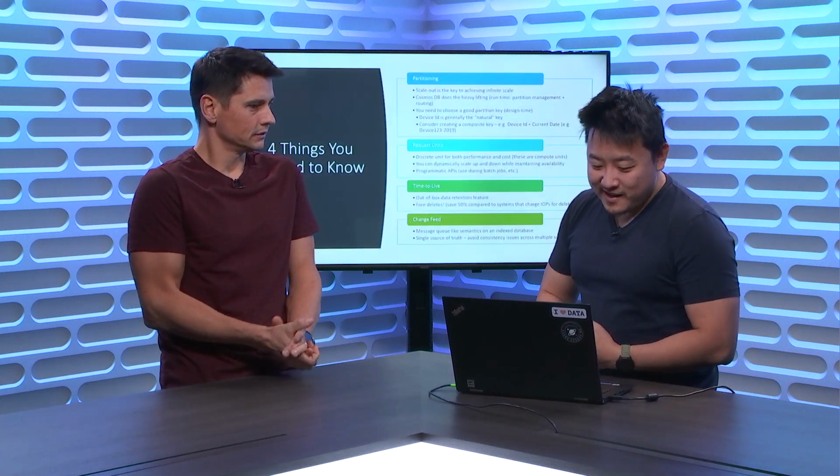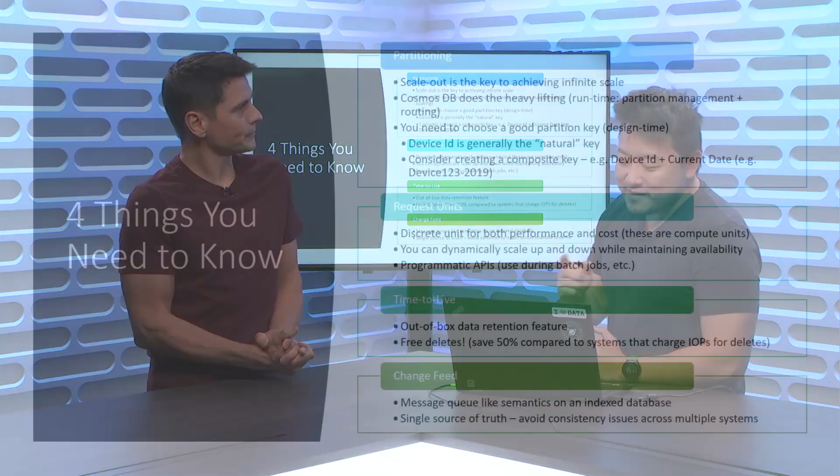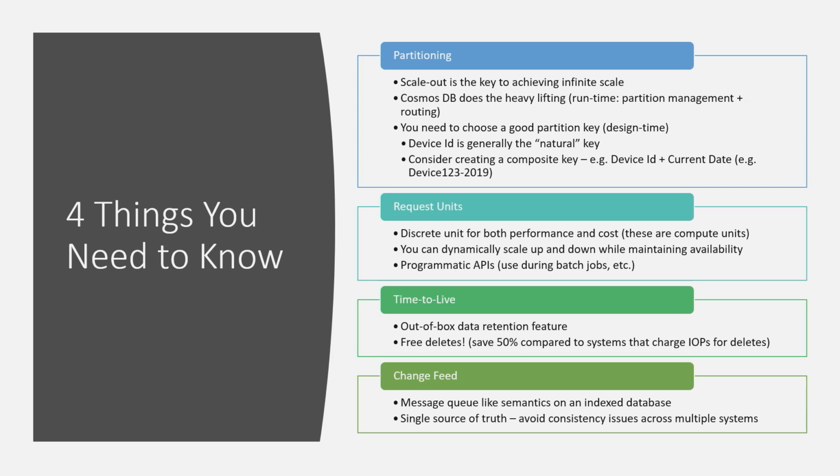So in terms of what every developer needs to know coming into Cosmos DB, what I want to do is separate out some things that are must know and some things that are nice to know. Must know are things like the partitioning, request units, and in the context of IoT, TTL and change feed. I'll explain what these are.